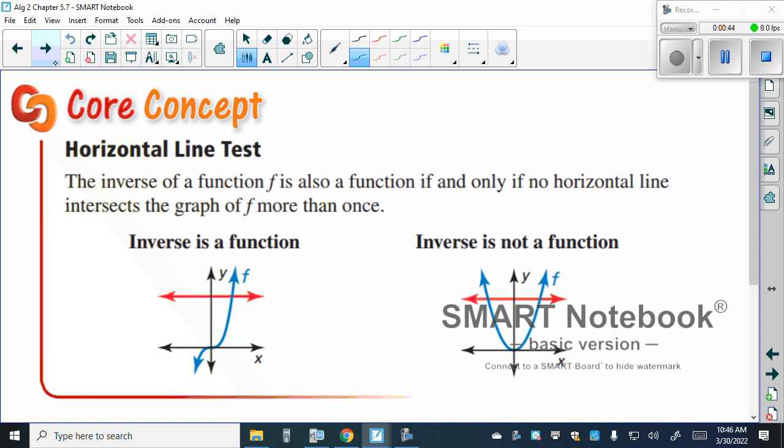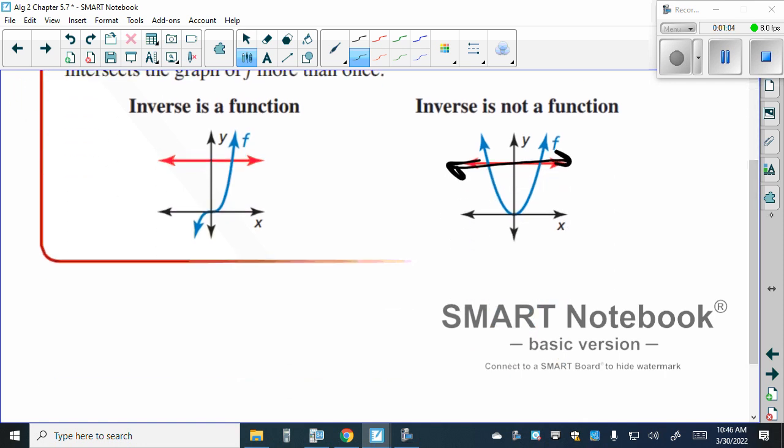Now, a function is defined to have an inverse if it passes the horizontal line test. If we can draw a horizontal line and it crosses the function more than once, then it doesn't have an inverse that is a function. Well, more specifically, it's not that it doesn't have an inverse, its inverse is just not a function. So we can still find it, we just can't define it as a function.